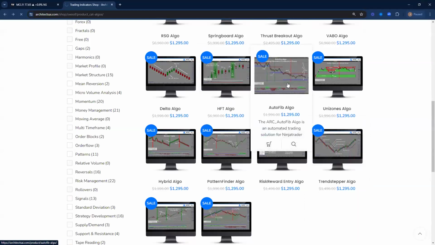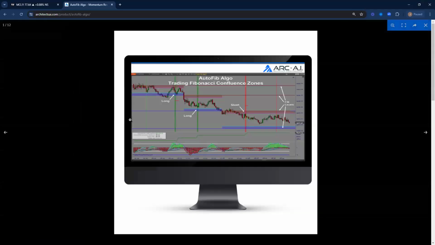Auto fibs, support resistance, non-directional is going to probably be the best in theory. You know, oscillating markets, that kind of thing. So support resistance.